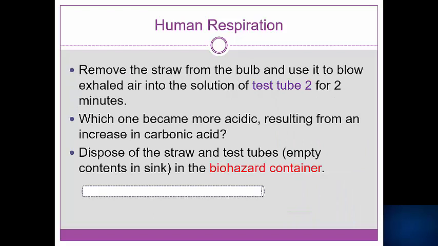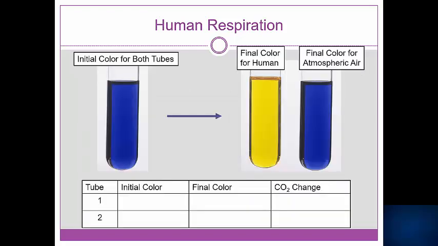For the human test tube, a person uses a separate sterile straw to exhale into the second tube for the same amount of time that atmospheric air was pumped into the first tube. This slide shows the initial and final results from the experiment. Take a moment to record the initial color and the final color as the results in the table in your manual.